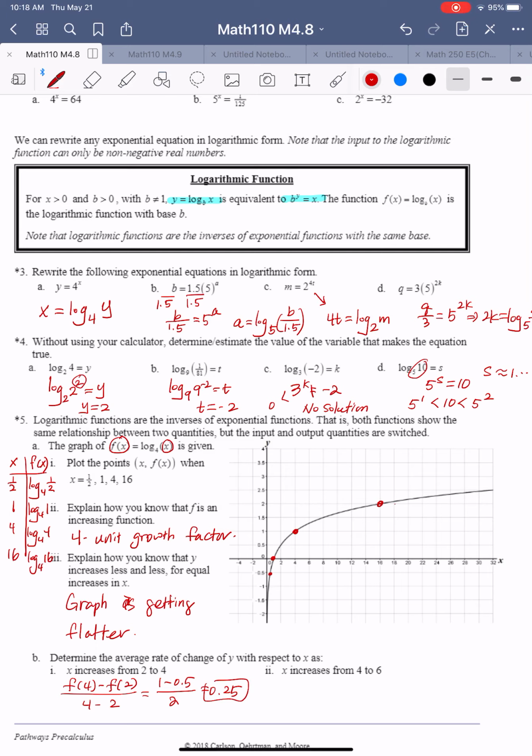Now x increases from 4 to 6, which is f of 6 subtract f of 4 over 6 minus 4. So f of 6, I got about 1.29, subtract 1, and over 2. And then I got about 0.145, okay?